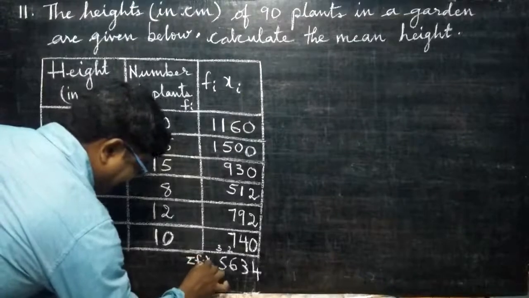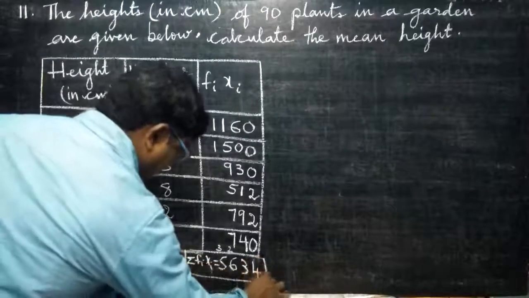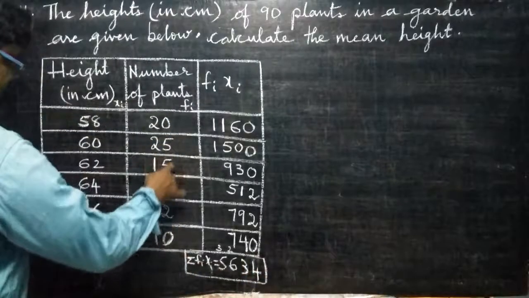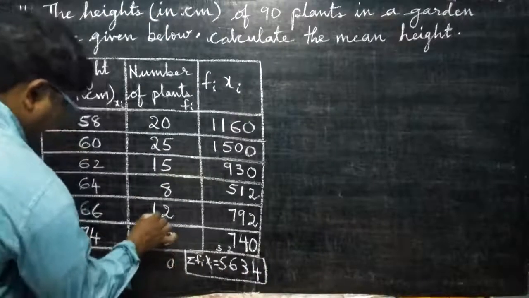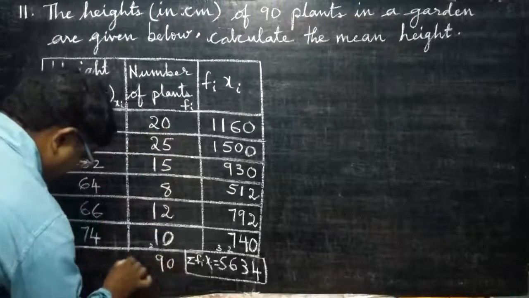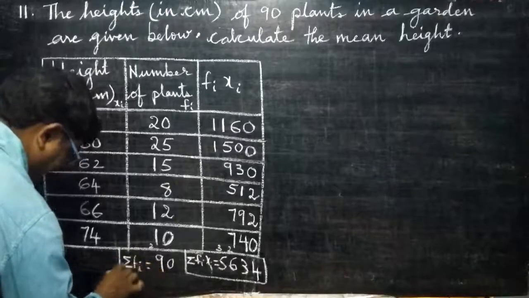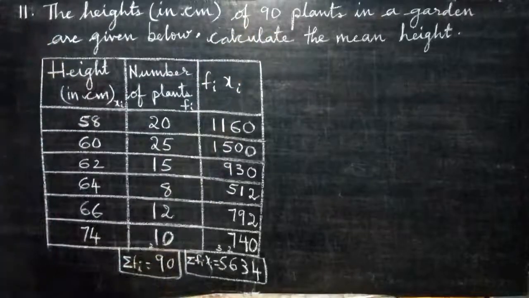What is this one? Sigma Fi Xi is equal to the sum of these products. Now this also add: 10, 10, 20, 0 here, 2, 2, 3, 4, 5, 6, 7, 8, 9. What is this one? Sigma Fi. This is 90, 90 plants.